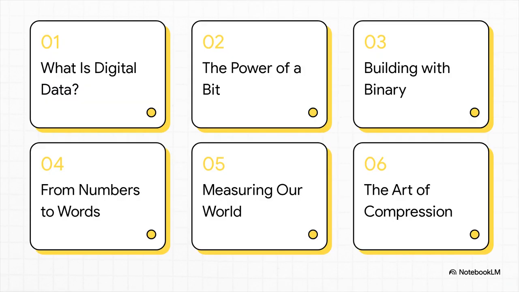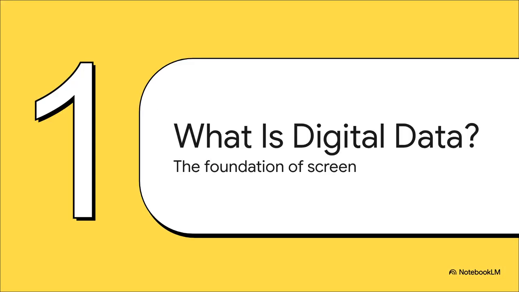So here's our game plan. First, we'll tackle what is digital data. Then we'll get into the incredible power of a single bit. From there, we'll see how we build numbers and then words. After that, we'll talk about how we measure this digital world of ours, and finally, we'll get into the art of compression. It's going to be great. All right, let's dive right in.